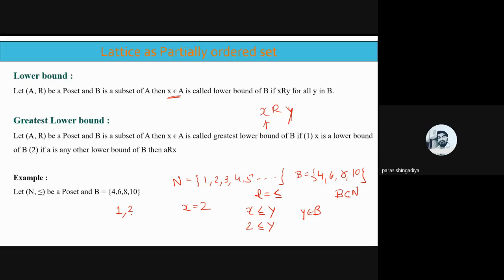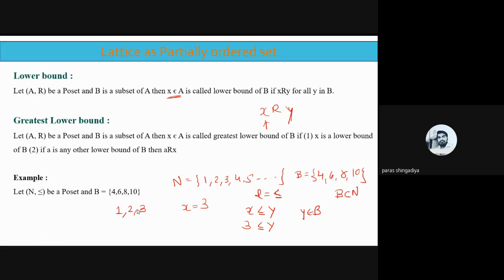Then the third entry is X equal to 3. Let us check for X equal to 3, and just replace X with 3. So 3 less than or equal to Y, with Y being 4, 6, 8, 10. For all these values of Y, 3 less than or equal to Y is correct. So we can also say 3 is a lower bound of B.